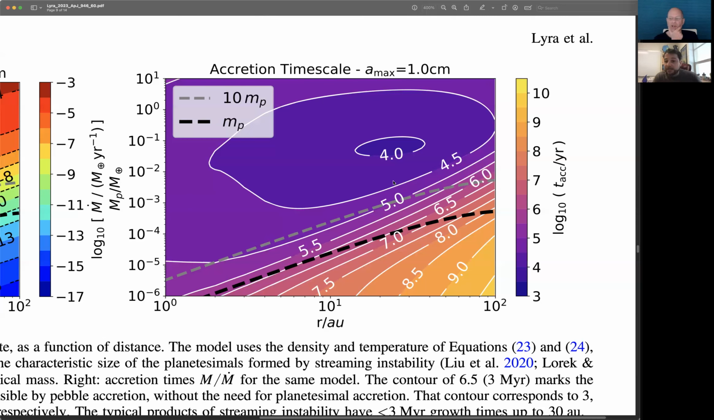Cool. Very nice. So what do we see here? What are the planetesimals that have accretion times lower than 1 million years?